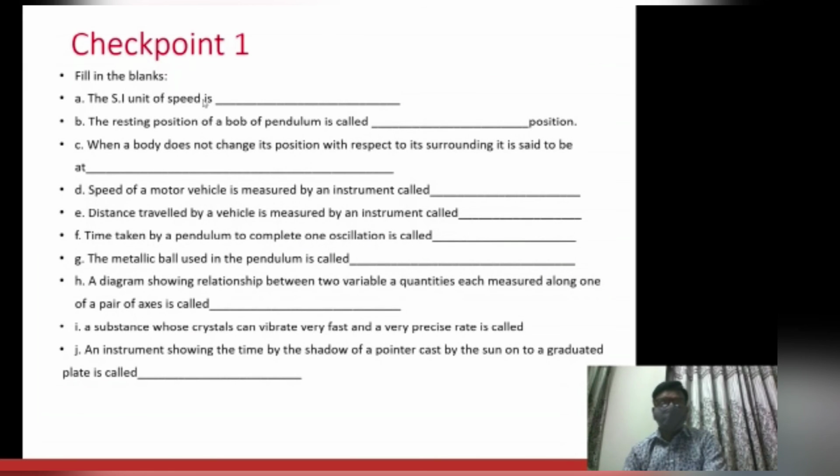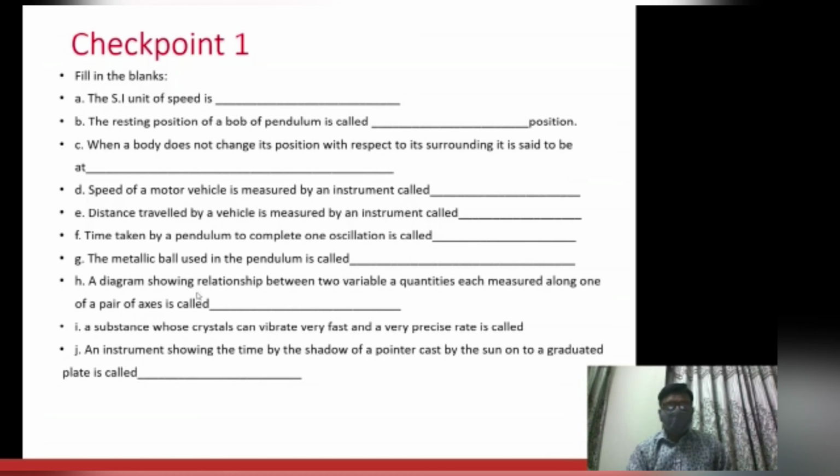This is the checkpoint. Fill in the blanks. The SI unit of speed is meter per second. The resting position of a pendulum bob is called the mean position. When a body does not change its position, it is at rest. The speed of a motor vehicle is measured by an instrument called a speedometer. The distance traveled by a vehicle is measured by an instrument called an odometer. The time taken by a pendulum to complete one oscillation is called its time period. The metallic ball used in the pendulum is called the bob.